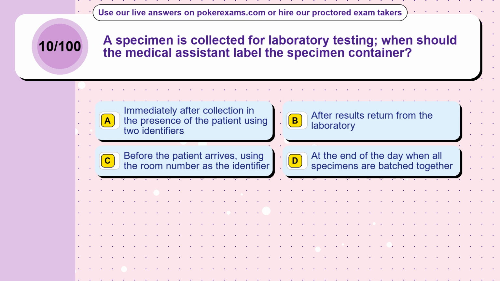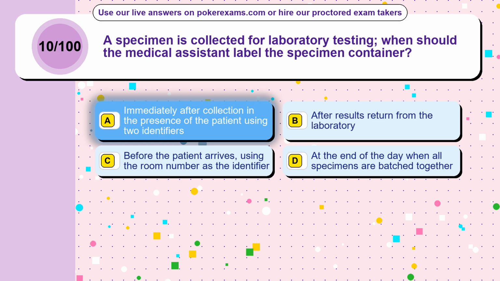Question 10. A specimen is collected for laboratory testing. When should the medical assistant label the specimen container? Option A. Immediately after collection in the presence of the patient using 2 identifiers. Option B. After results return from the laboratory. Option C. Before the patient arrives, using the room number as the identifier. Option D. At the end of the day when all specimens are batched together.